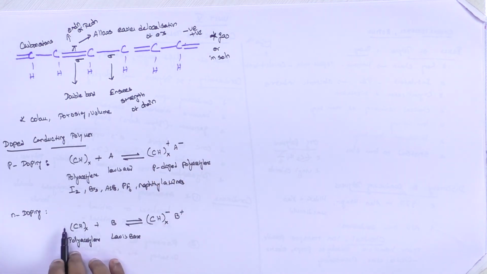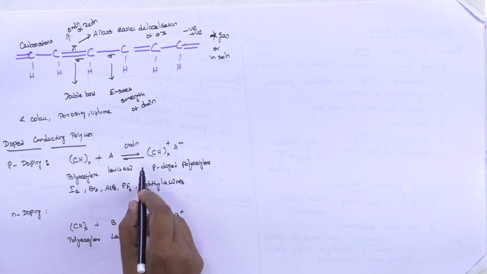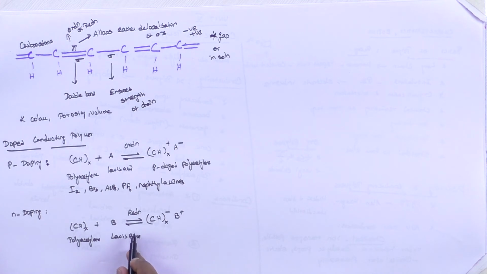In n-doping this involves treating your conducting polymer with a Lewis base, whereby reduction takes place. So here you have oxidation and here you have reduction, whereby reduction takes place and negative charges on the polymer backbone are retained, and you can see the positive sign on the other side. The common n-dopants that are used are lithium, sodium, calcium, FeCl3, etc. These are some of the common n-dopants that are used.